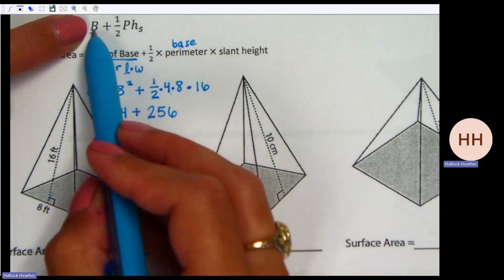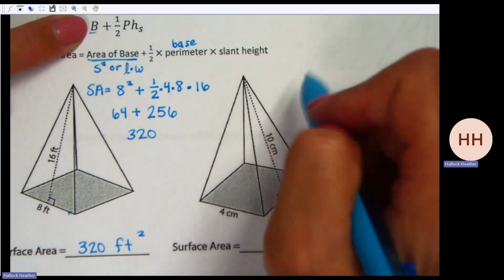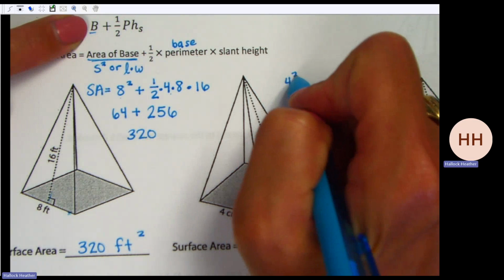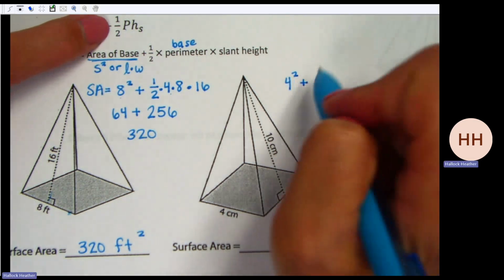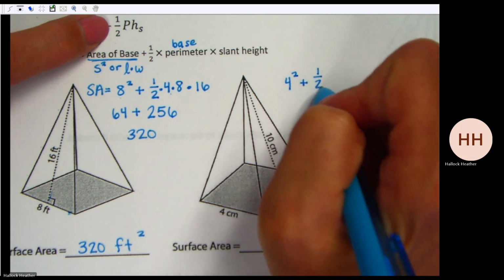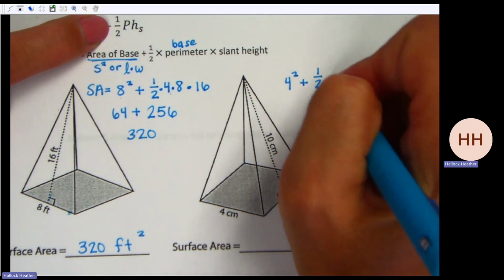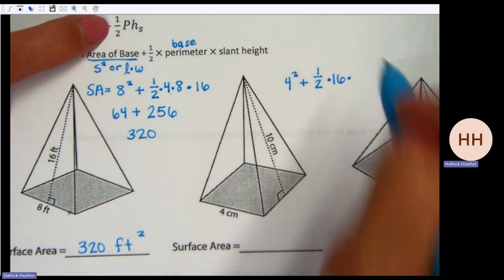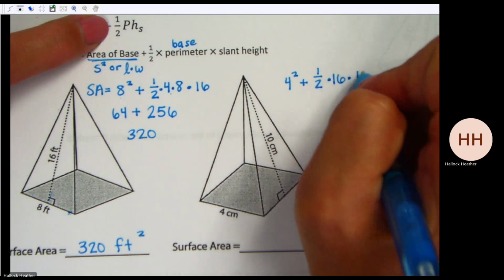So I'm going to do the base. The area of the base is length times width. So what am I multiplying? 4 squared. I'm adding 1/2. What is the perimeter of my base going to be? Times 16. And times my slant height. Slant height is 10.